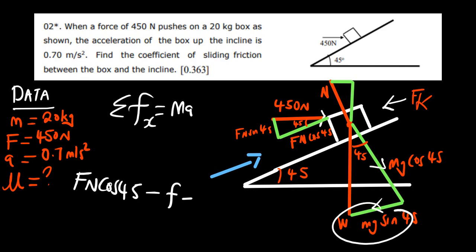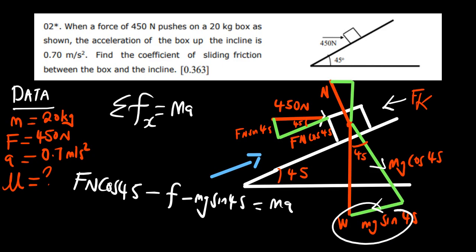So minus mg sin 45 is equal to our mass times acceleration. The summation of ma is the summation of all the forces in the x direction, which is the total force. So now how are we going to find our answer?